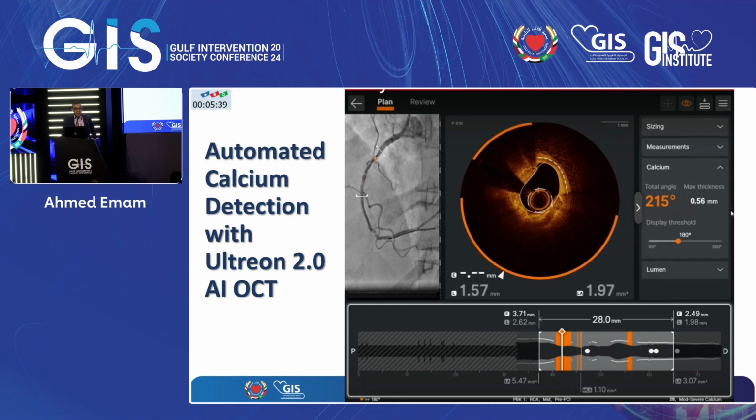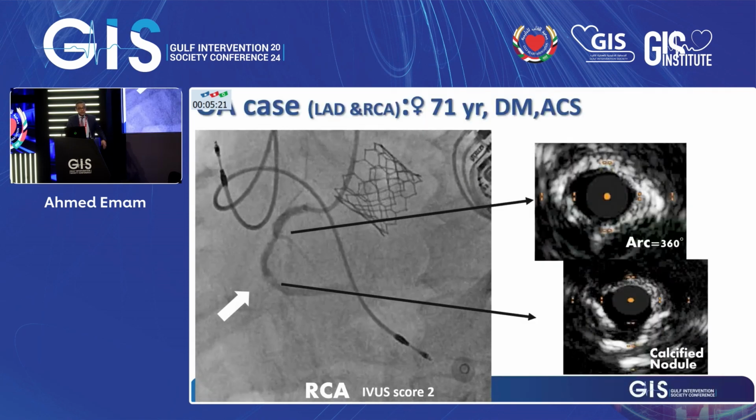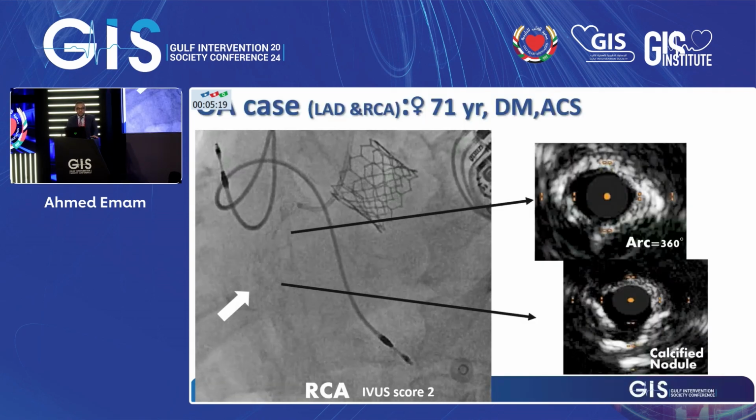This is the Ultreon 2 software for the OCT, from Abbott. The only thing you need is to recognize the orange, then you are an expert in recognizing calcium. The system can tell you about the arc, the thickness, and the length of the calcium. And this is very good to detect the calcification.